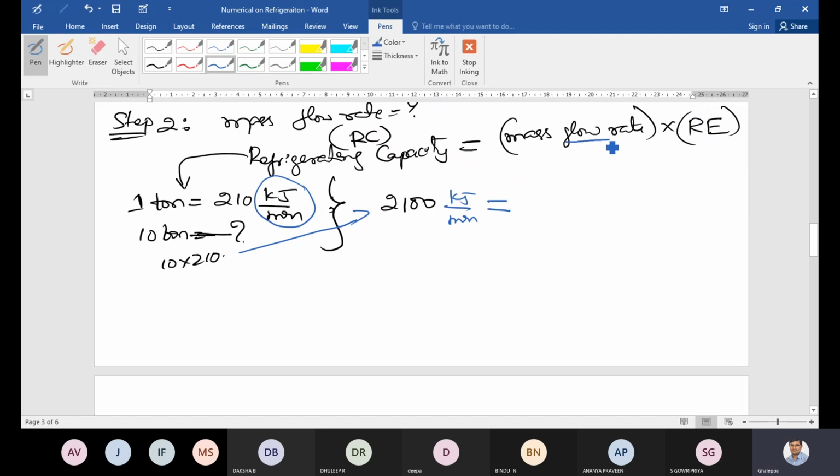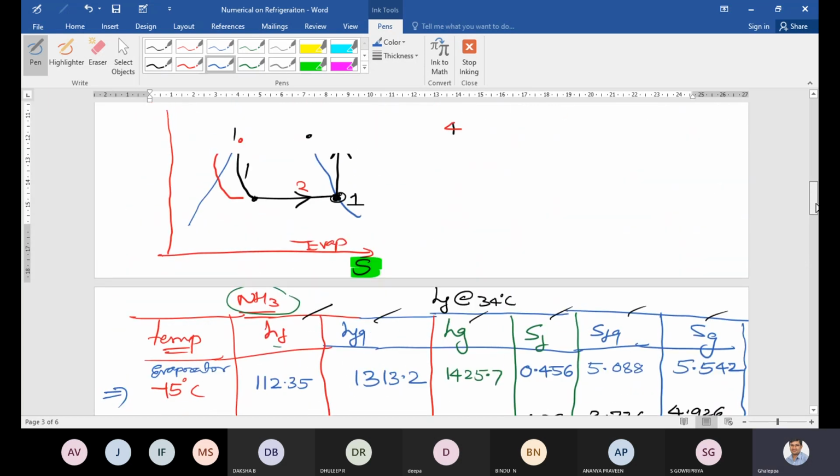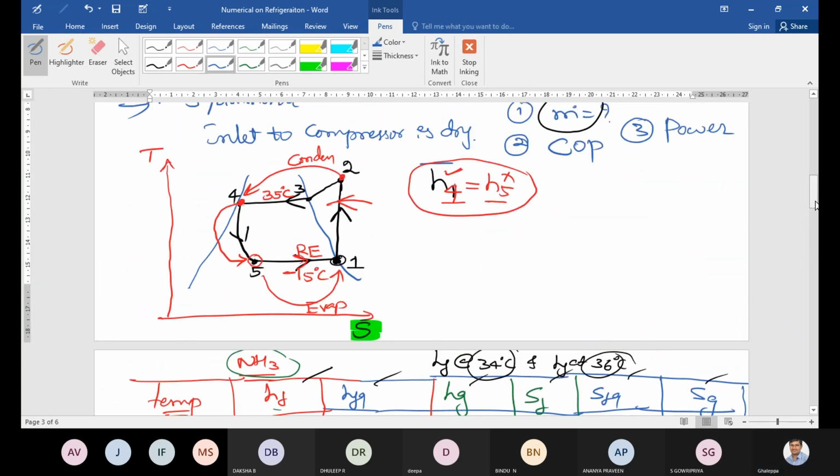Is equal to mass flow rate. I don't know. Write down the values as it is. Mass flow rate. What is refrigerating effect? Refrigerating effect is related to which component? Evaporator, condenser, compressor, or expansion valve. I have written in the simple sketch here. Refrigerating effect is related to evaporator.